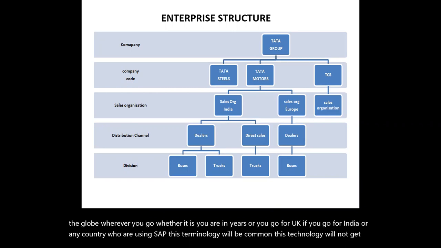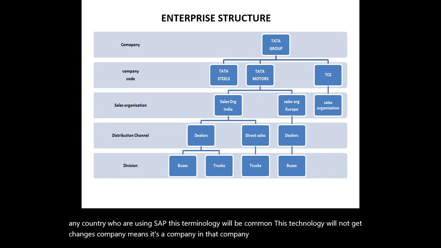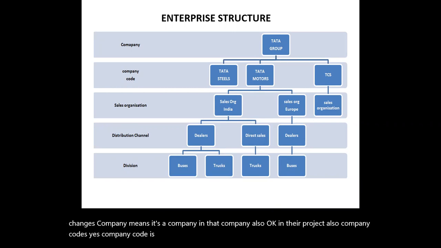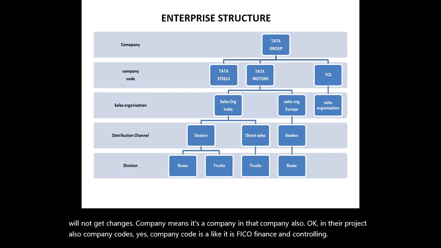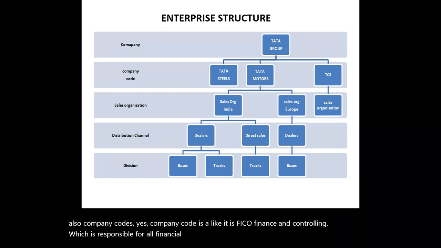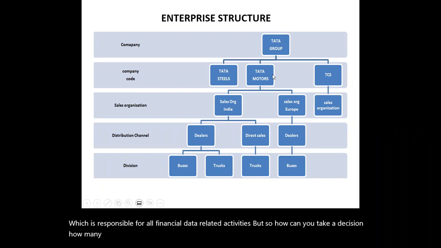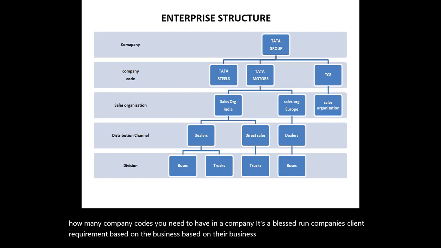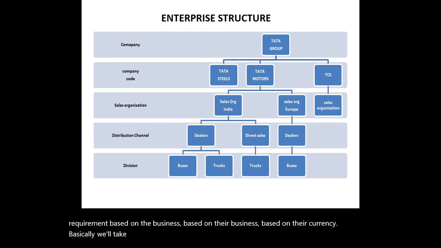Company means it's a company, in their project also. Company code is the highest organization unit in FICO, finance and controlling, which is responsible for all financial related activities. But how can you decide how many company codes you need to have in a company? Based on the client's requirements, based on their business, based on their currency. Basically, we take the currency as a parameter to decide on the company codes.